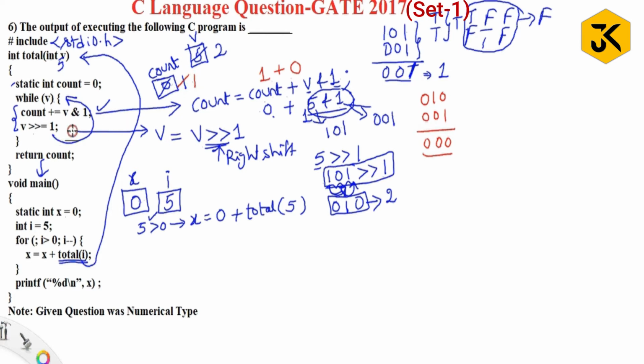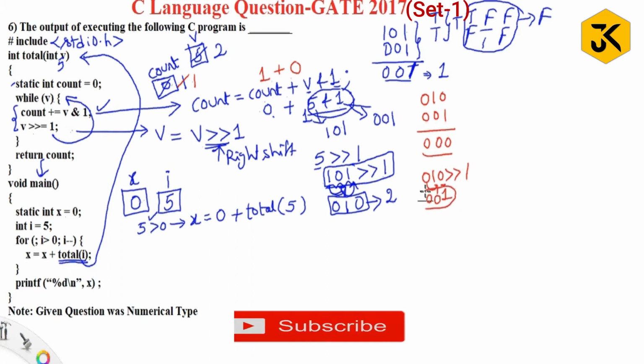Next line, V right shift 1. V right shift 1 means, V value is what? 2. 2 means 0 1 0. Right shift 1 means 1 digit shifts to the right side. So the last 0 is skipped, and in this place it is going to get 1, in this place it is going to get 0, and this place gets 0, giving 0 0 1. So my 0 0 1 means the value 1. Now, while positive value, yes, some positive value, going to loop.